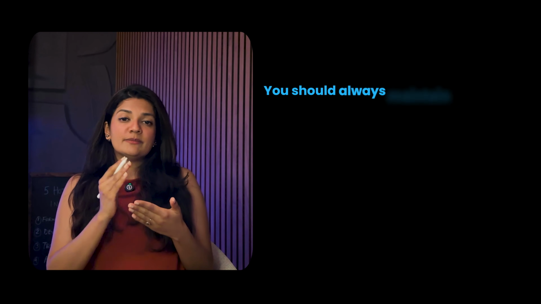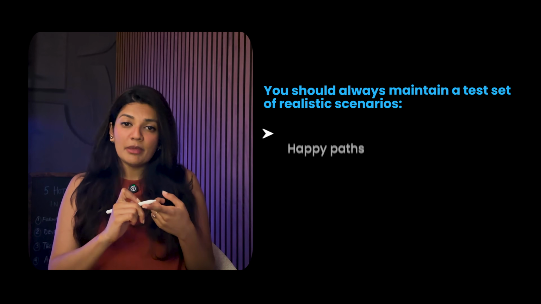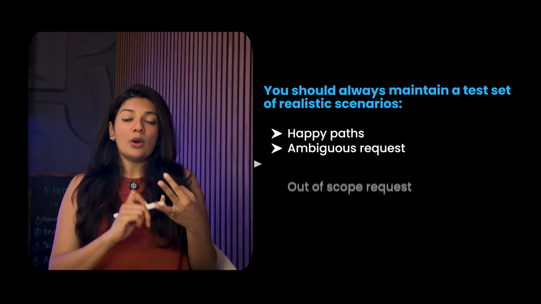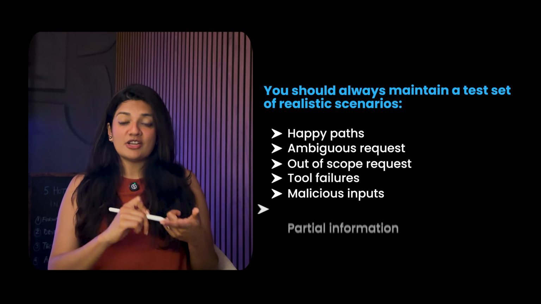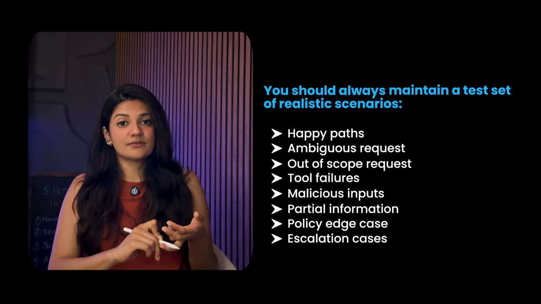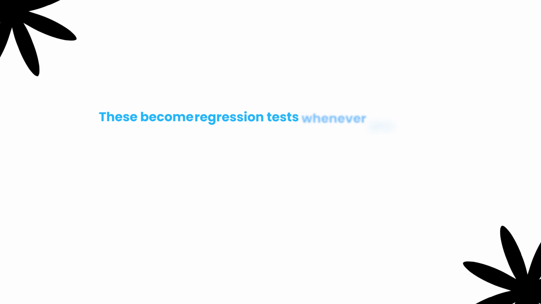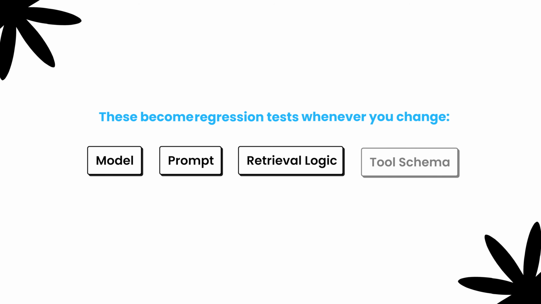You should always maintain a test set of realistic scenarios. Things like happy paths, ambiguous requests, out of scope requests, tool failures, malicious inputs, partial information, policy edge cases, and escalation cases. These become regression tests whenever you change the model, prompt, retrieval logic, or your tool schema.